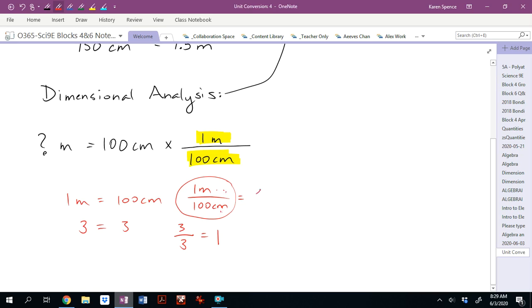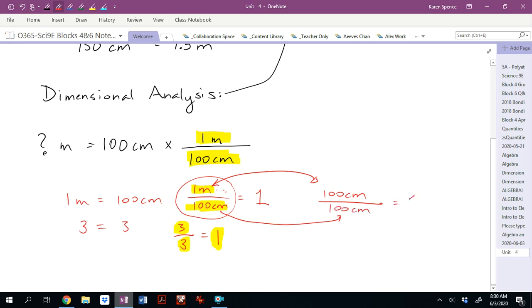And so what you end up with here is the number 1, because you have something that is the same over something that is the same. You have two things that are equal. If you divide them, that equals 1. If you have 1 meter over 100 centimeters, that equals 1. What the heck, you might say? Well, remember, 1 meter is 100 centimeters, right? And so if I put 100 centimeters, which is 1 meter, over 100 centimeters, guess what? I get 1.